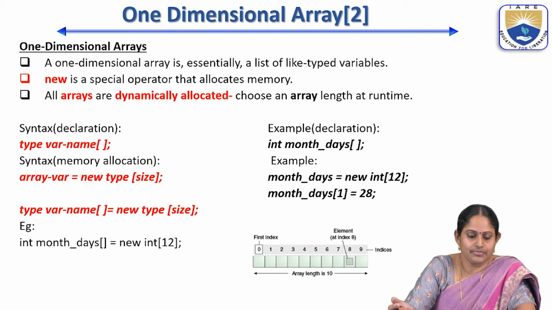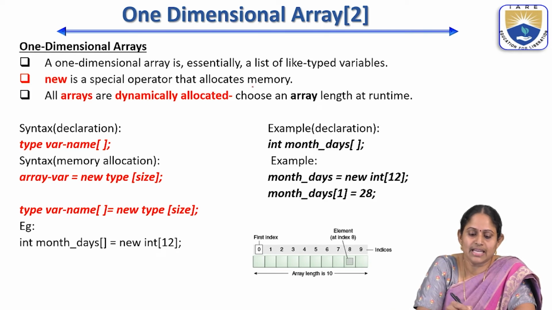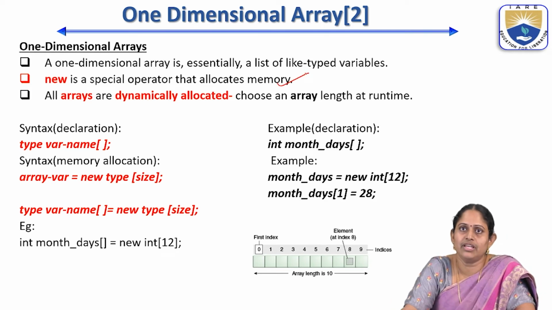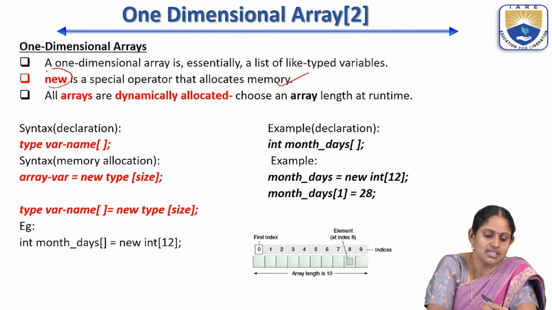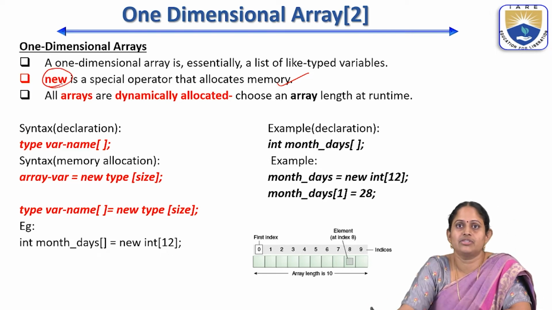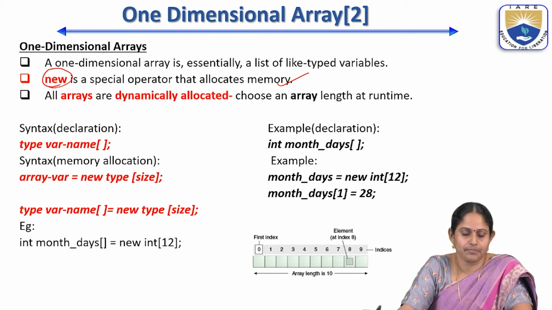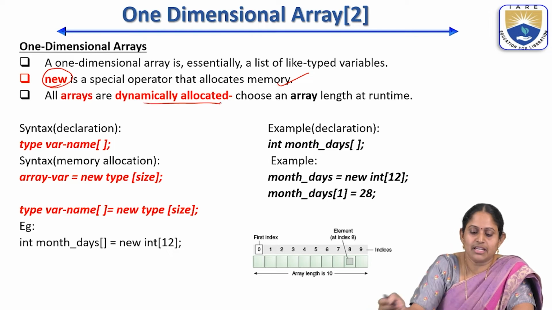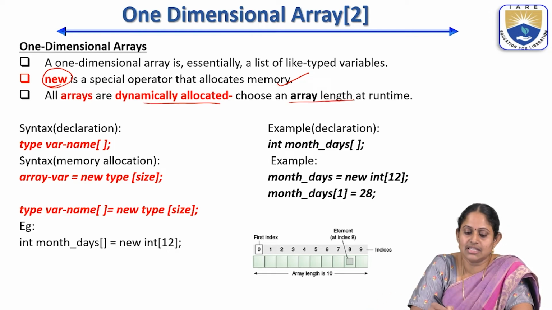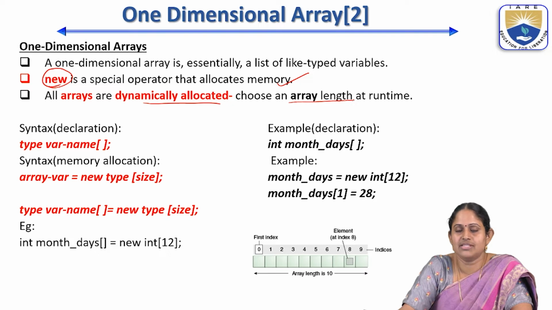Now let's look into how we will declare an array. To declare any array or to allocate memory, we use a special operator called new. New is the operator which is used to declare an array, and arrays are always dynamically allocated, which allows us to choose the array length at runtime.